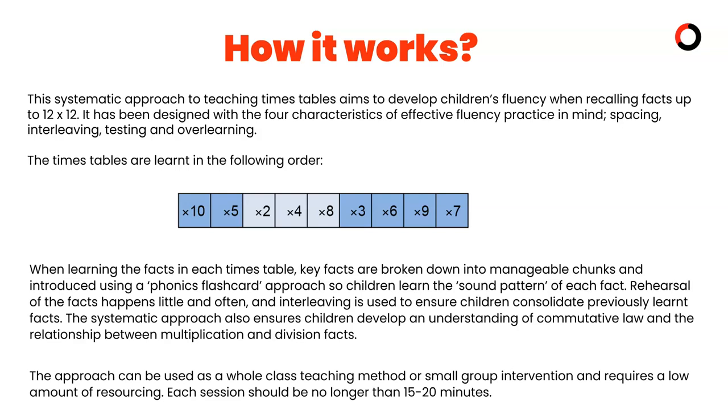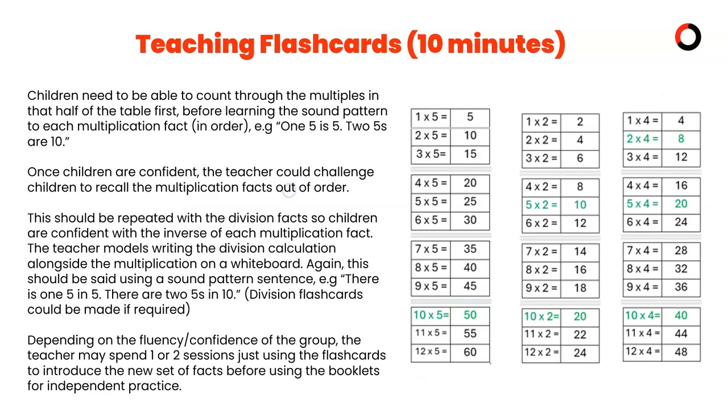Rehearsal of the facts happens little and often, and interleaving is used to ensure children consolidate previously learned facts. The systematic approach also ensures children develop understanding of the commutative law and the relationship between multiplication and division facts. The approach can be used as a whole class activity, which is what we're using for this evaluation, and requires a low amount of resourcing. Each session should be no longer than 15 to 20 minutes.